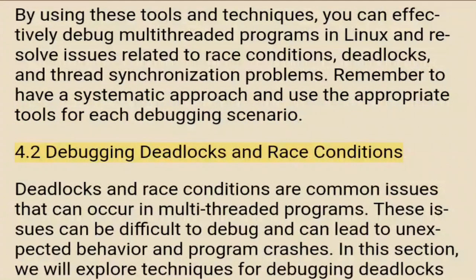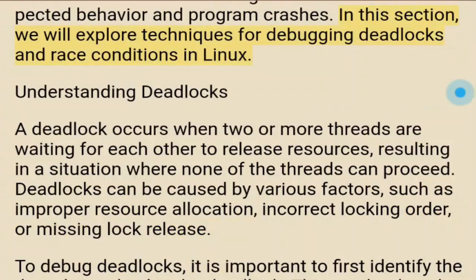4.2 Debugging deadlocks and race conditions. Deadlocks and race conditions are common issues that can occur in multi-threaded programs. These issues can be difficult to debug and can lead to unexpected behavior and program crashes. In this section, we will explore techniques for debugging deadlocks and race conditions in Linux.